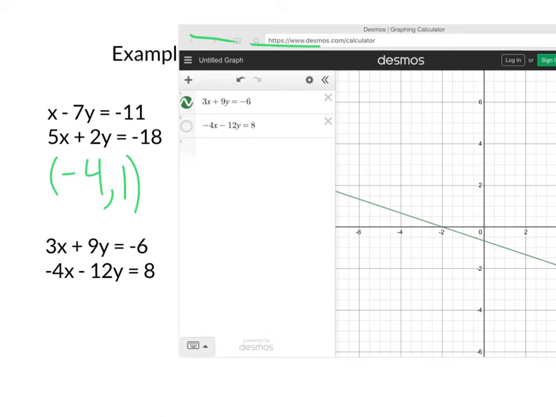I just touched the circle next to the 3x plus 9y, and the green equation came back. Touch the circle next to the negative 4x minus 12y, the purple equation comes back. And if you notice, those lines are in exactly the same spot. When they end up being exactly the same line, our graphs touch everywhere. That makes an infinite number of solutions. So our solution to that is infinite.